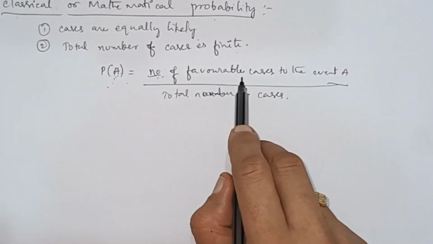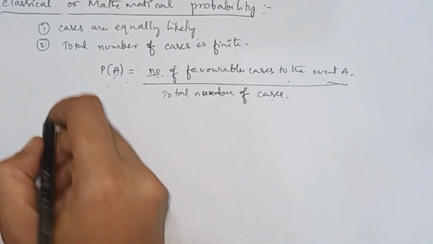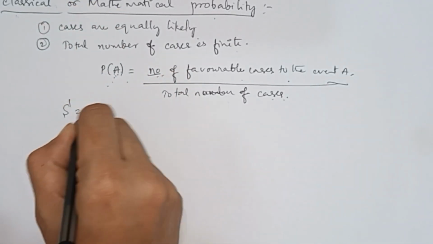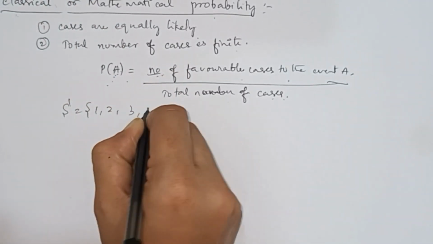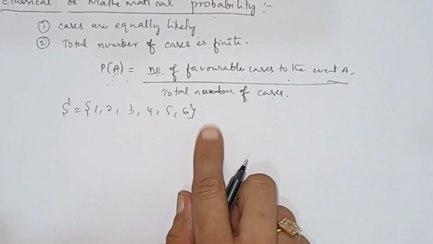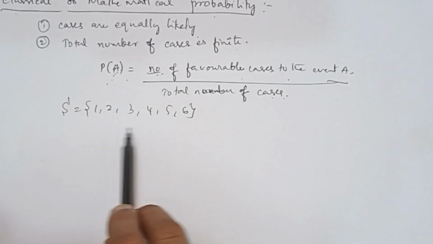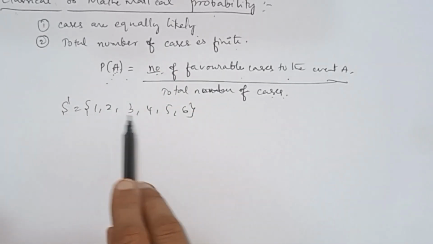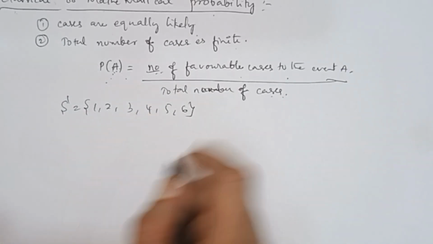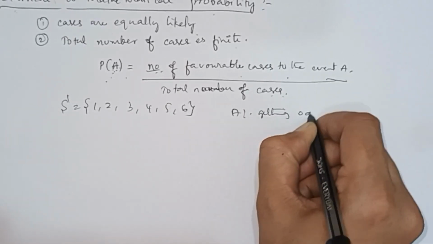So the number of favorable cases to that event A divided by the total number of cases. Say for example, you have the random experiment of rolling a die. So S is equal to 1, 2, 3, 4, 5, 6. Here there are finite cases. Total outcomes are finite and each outcome is equally likely because the chance of occurrence of each outcome is equal, 1 by 6.